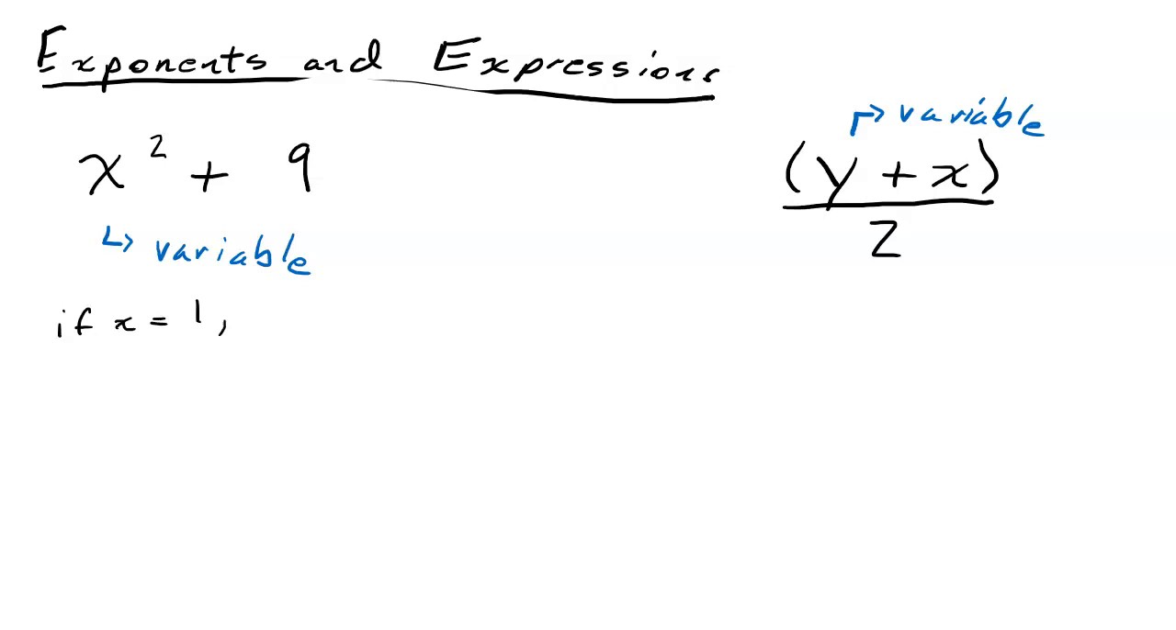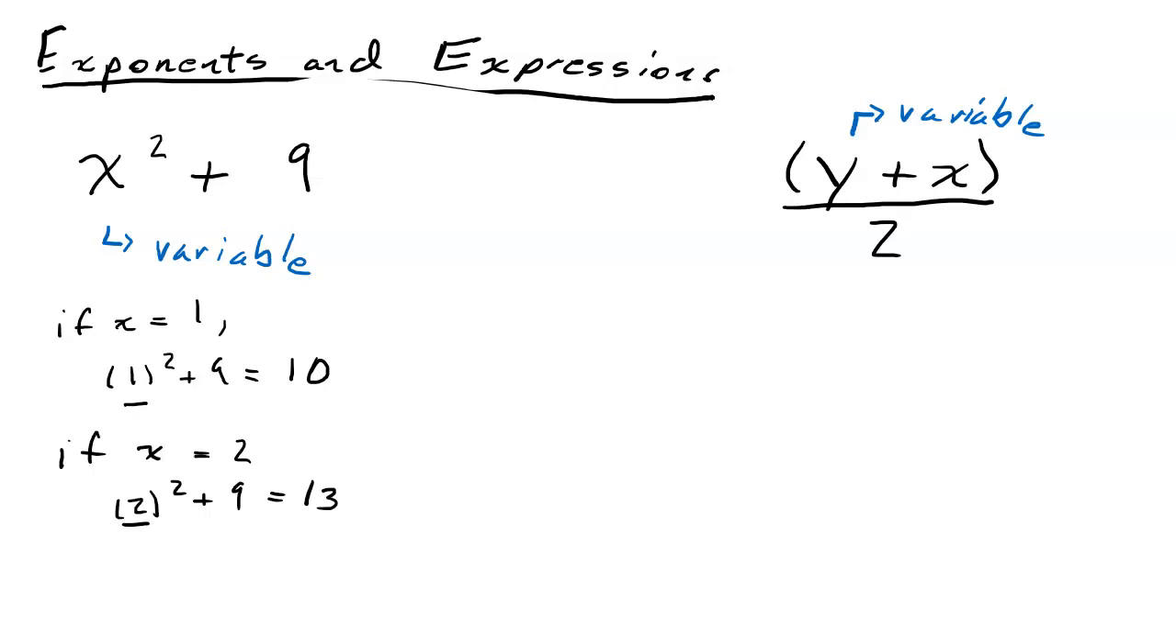If x is 1, then the answer to this expression is 1 squared plus 9, which is 1 times 1 is just 1, and 1 plus 9 is 10. We get 10. But if x is 2, then we get 2 squared plus 9, which is equal to 13. So you can see that different inputs for our x give us different outputs, or different answers. And this is kind of the point of expressions. They give relationships, and you can put different inputs in to see what kind of outputs you get.